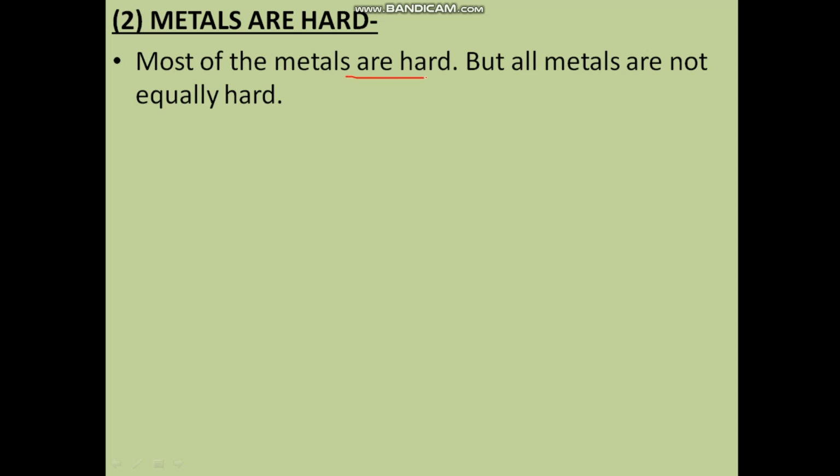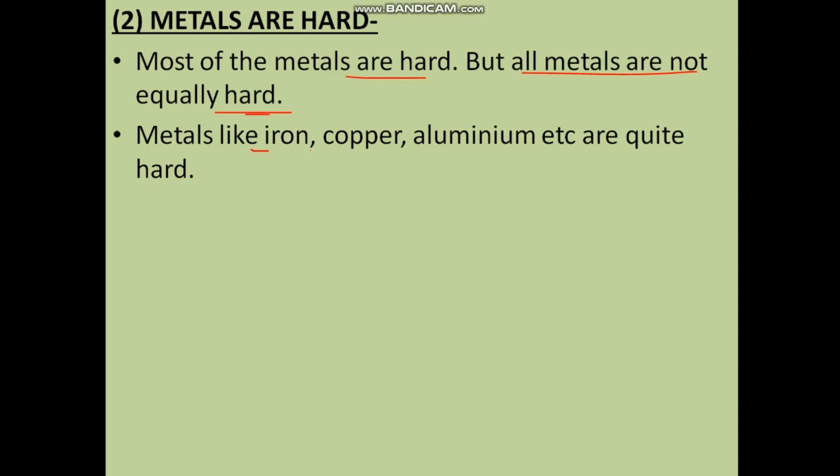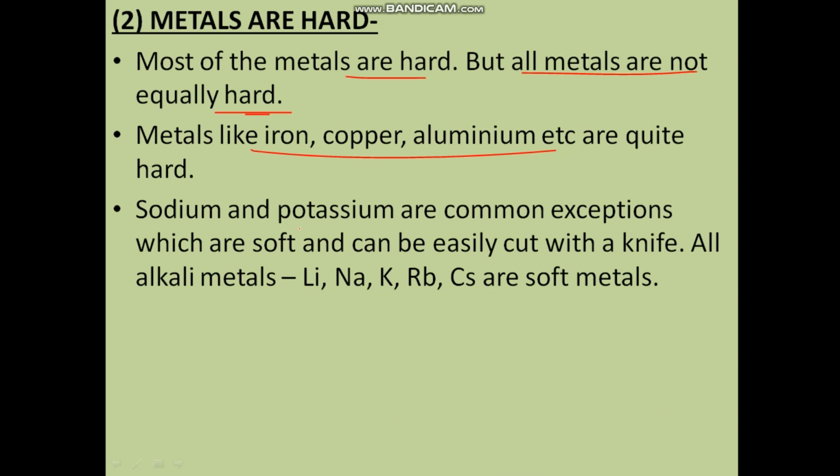Next property is metals are hard. Most of the metals are hard, but all metals are not equally hard. Like iron, copper, aluminium, etc. All these are quite hard, but potassium and sodium, these are common exceptions which are soft. They can be easily cut with a knife. And all alkali metals like lithium, sodium, potassium, rubidium, cesium, all are soft metals. But here we are saying most of the metals, not all.